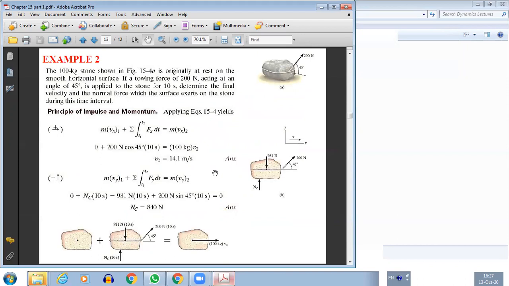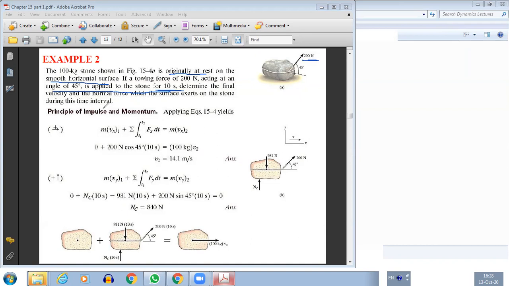So in example 2, we have a 100 kg stone, which is shown in the figure, originally at rest on the smooth horizontal surface. If a towing force of 200 Newton acting at an angle of 45 degrees is applied to the stone for 10 seconds, determine the final velocity and the normal force which the surface exerts on the stone during this time interval.